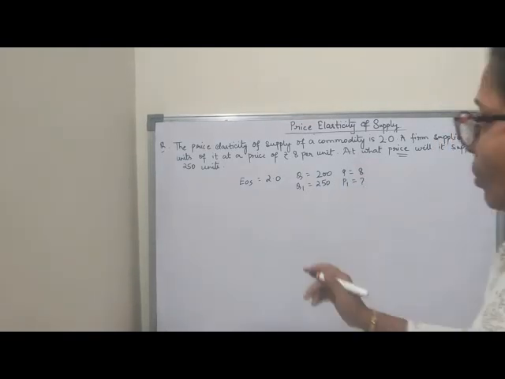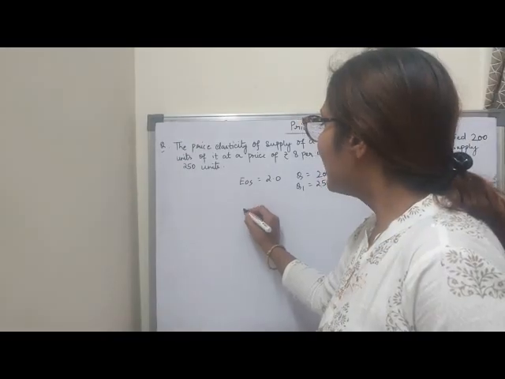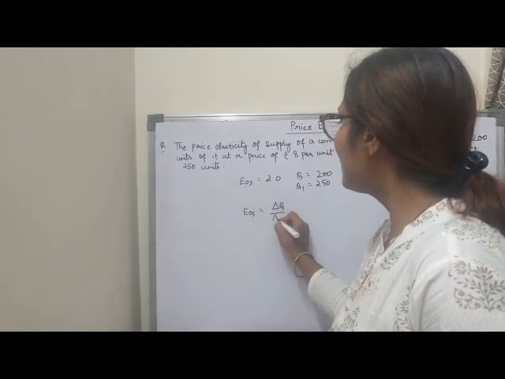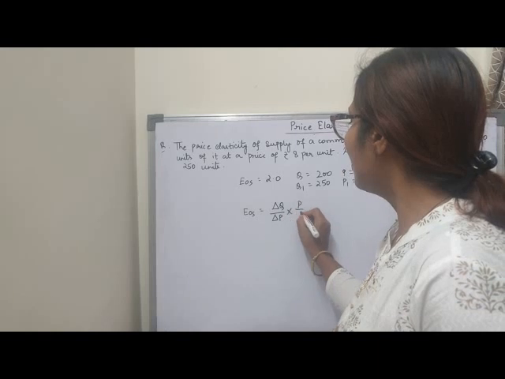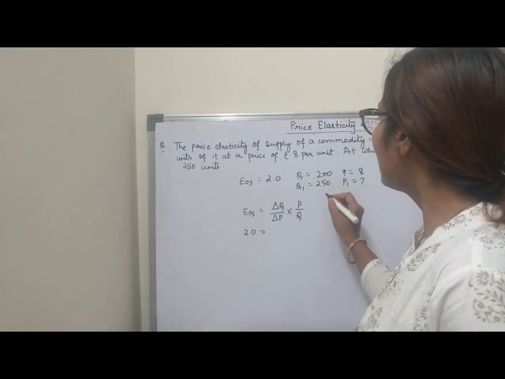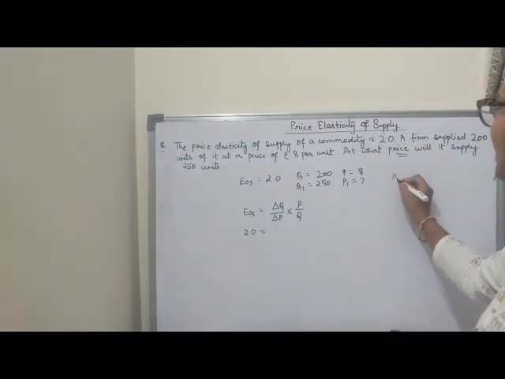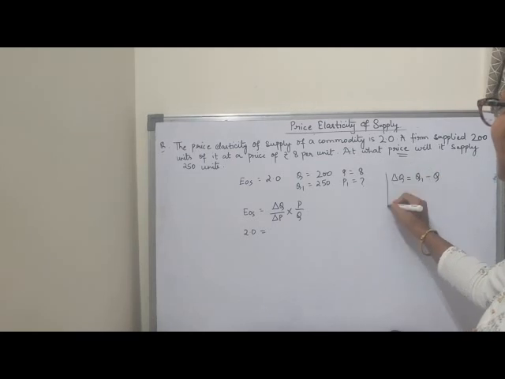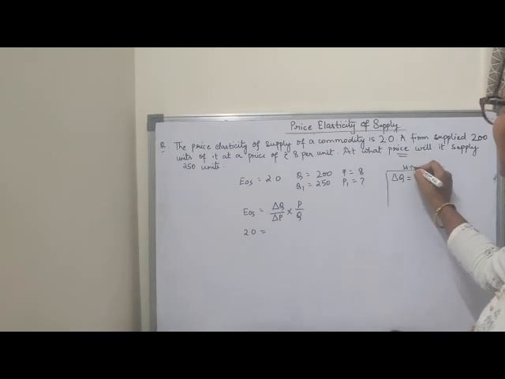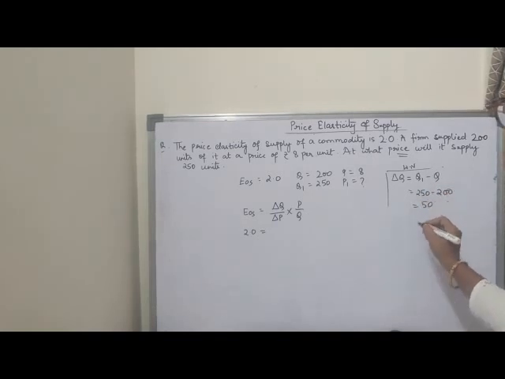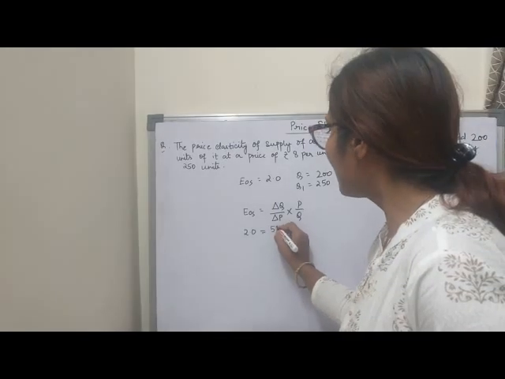Now putting the formula of the proportionate method, elasticity of supply is equal to change in Q by change in P into P by Q. Is not it? Now elasticity of supply is 2.0. Change in Q, so how to find change in Q? Working note, you do it. Q1 minus Q. This is your working note. Clear children? Now Q1 is 250 minus 200. Q is 200. So 50 is my change in Q. Now you write it here. Change in Q is 50.